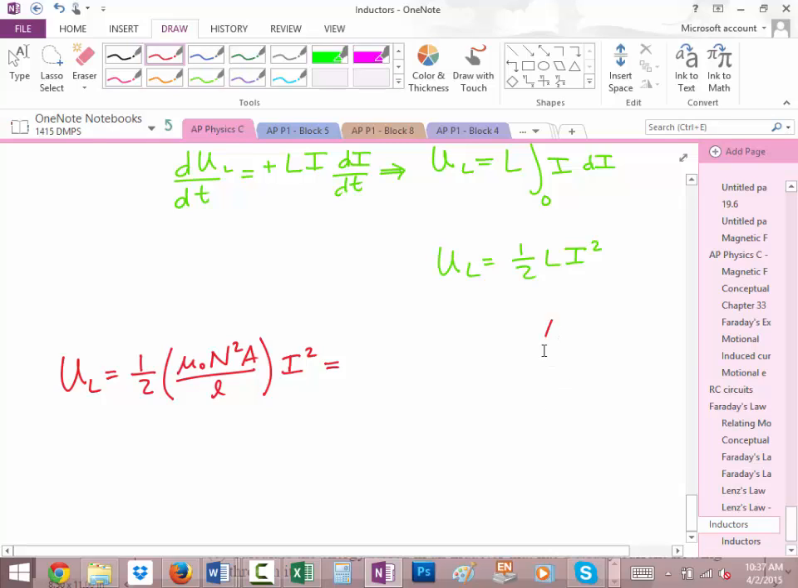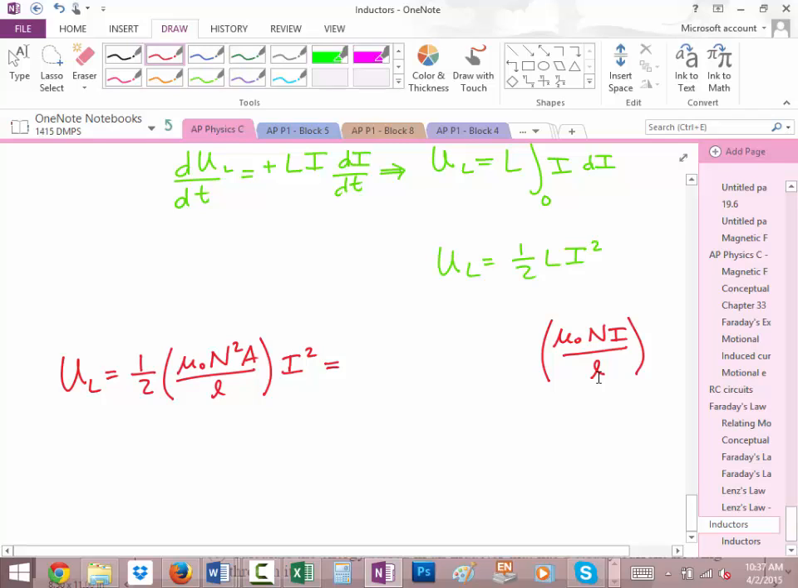I said I wanted it in terms of magnetic field. So let's remind ourselves of what a magnetic field is. That was mu naught N I over L, right? So now we want to get from this thing that has a whole lot of the same stuff in it to this thing. They're very similar looking. This is the magnetic field of a solenoid. Magnetic field established for the solenoid.